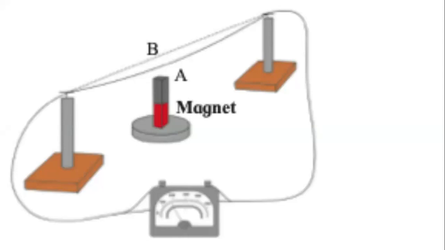We oscillate the wire. We move the wire from A to B, B to A, A to B, B to A. As Kritika said, what we will see is the needle of the galvanometer will move. And that movement will tell us, it's a proof that electric current was produced in that wire.